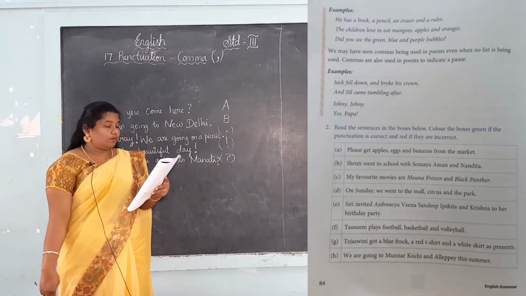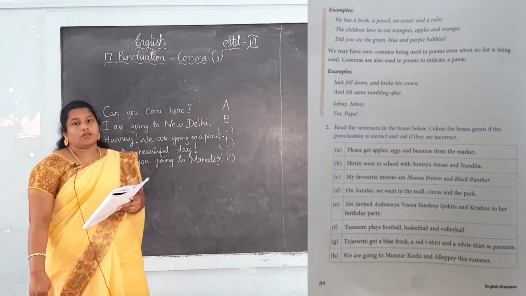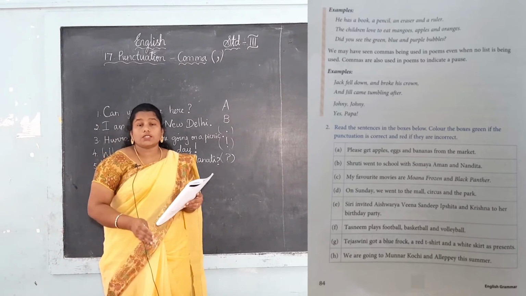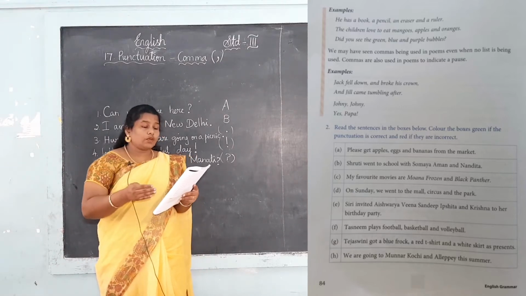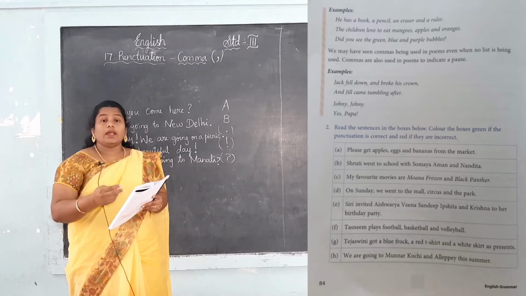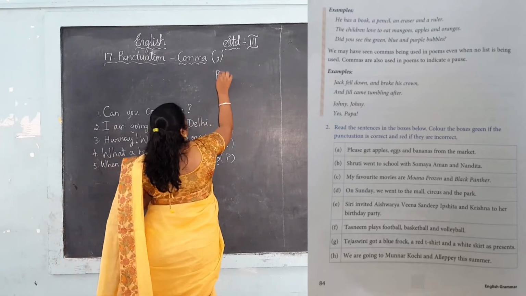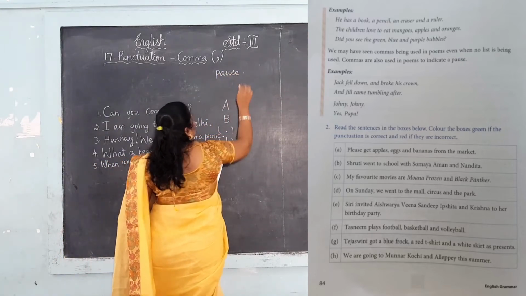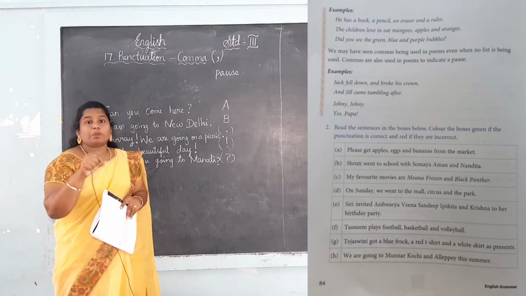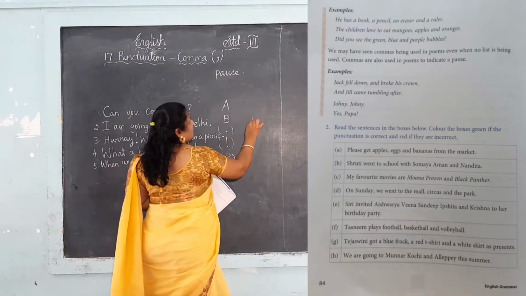See the next one: we may have seen commas being used in poems. In the poem also we want to use comma. Where do we want to use it? If there is no list, also we can use comma. Where? In the pause. What is meant by pause? In the radio we will use pause. In the TV we will use pause. Yes, this symbol is like this, right?